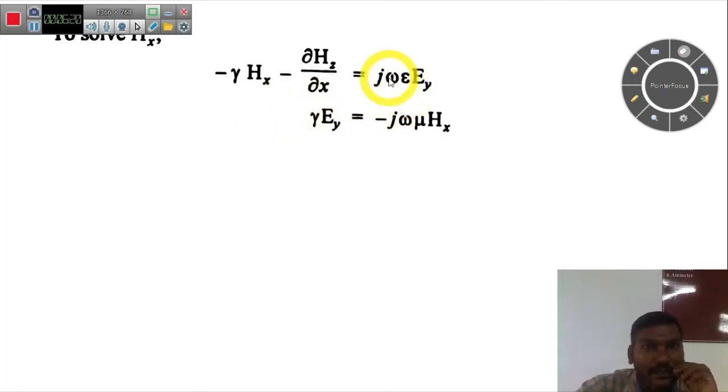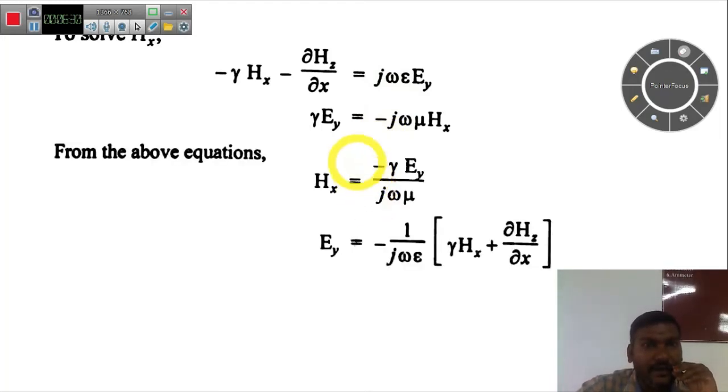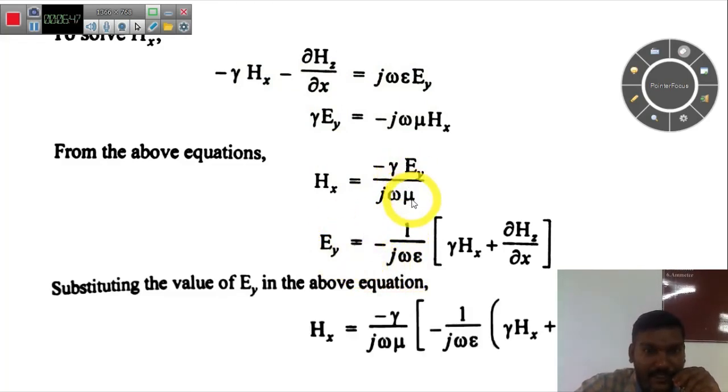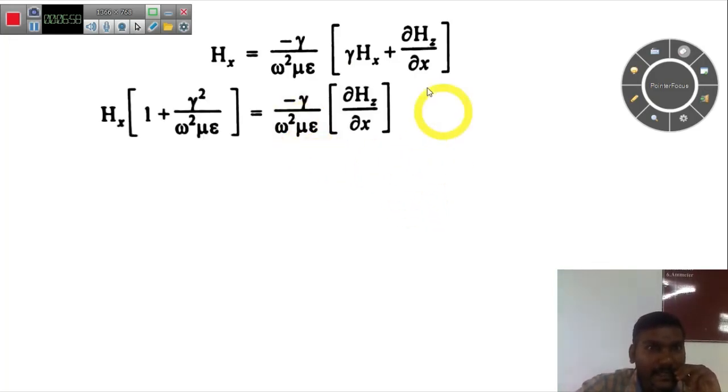Simply we can consider the two equations. From the above two equations we are going to write the value. Hx is equal to minus gamma into Ey divided by j omega mu. From this equation Ey is equal to 1 by j omega mu times this value, and this Ey value will be substituted here, and Hx is equal to minus gamma into 1 by j omega mu into, we have substituted the entire value of Ey here. And similarly for Hx, just rearrange the values here.